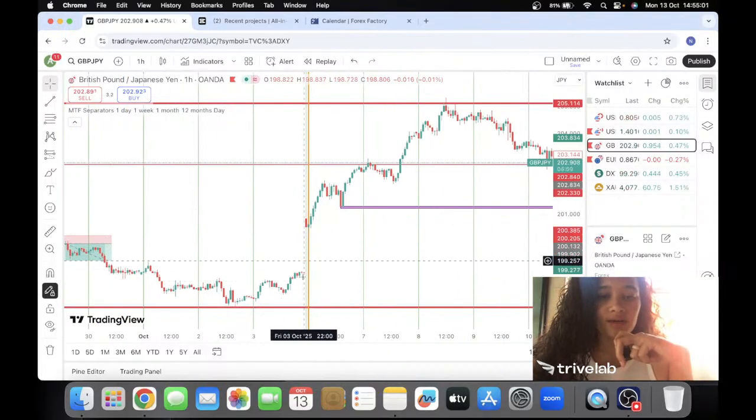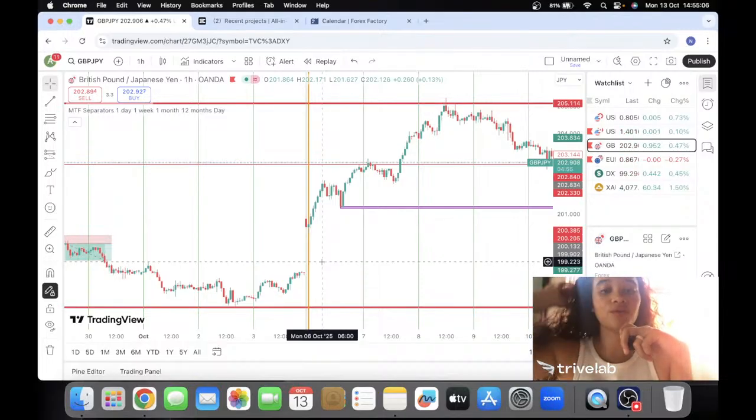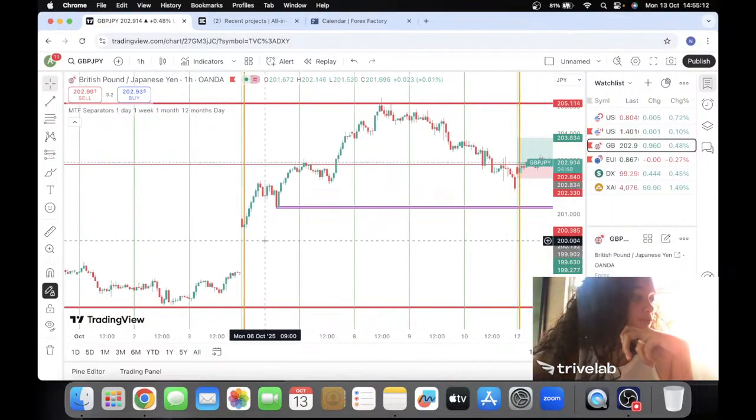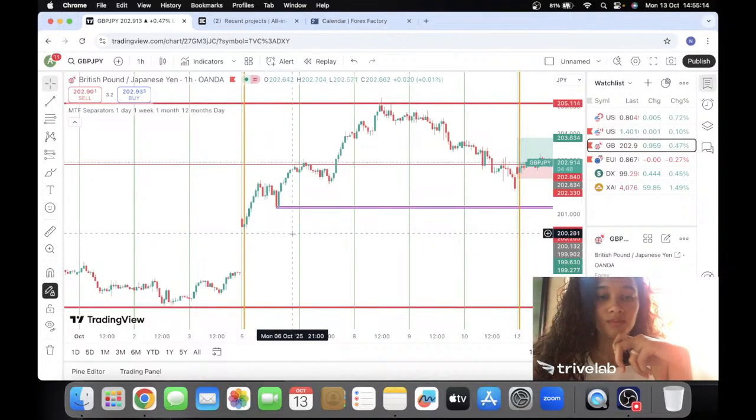You can see, remember I told you market gaps, right? Be aware of that, be aware of the risk. If you're holding a trade over the weekend, just know the risk, okay? It could possibly be your stop loss or your TP. It's a 50-50. Okay. Here we go.